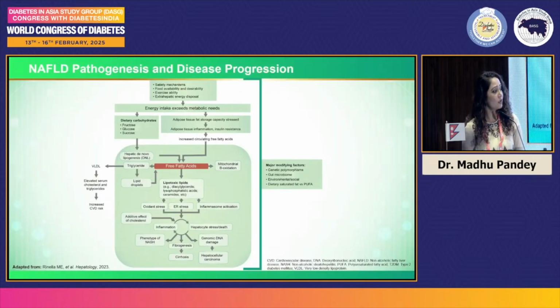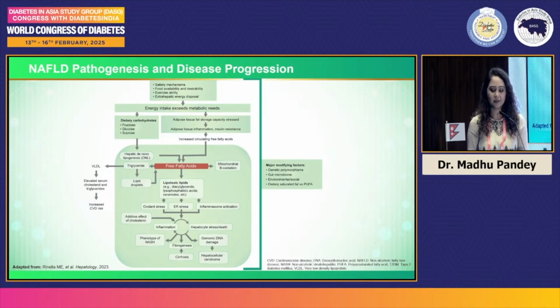So talking about the pathogenesis and progression of disease, we have non-modifiable factors and modifiable factors. The modifiable factors include genetic polymorphism, gut microbiome, environmental and social factors, and dietary saturated fat or PUFA. When energy intake exceeds metabolic needs, because of the high intake of fructose, glucose, and sucrose, hepatic de novo lipogenesis starts, which will increase the triglyceride level and fat deposition in the liver, leading to elevated cholesterol and triglyceride, which will increase the risk of CVD.